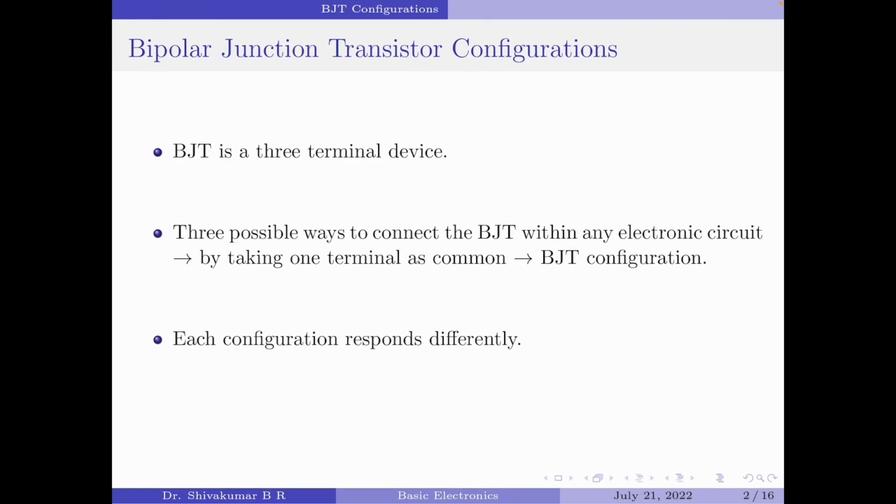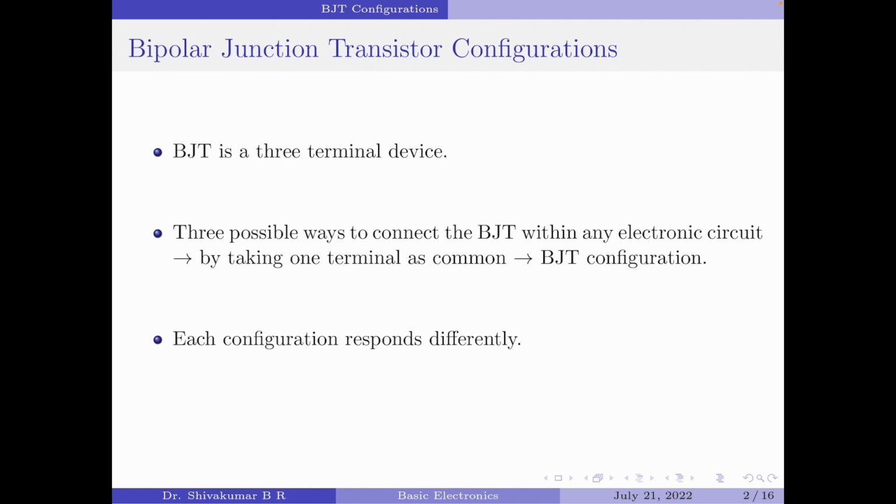Let us now start the discussion on the BJT configurations. We know that a BJT is a three-terminal device and the terminals are named emitter, base and collector. Since a BJT has three terminals, there are basically three possible ways to connect the BJT within any electronic circuit by taking one terminal as common to both the input and the output. Such a connection is called a BJT configuration.